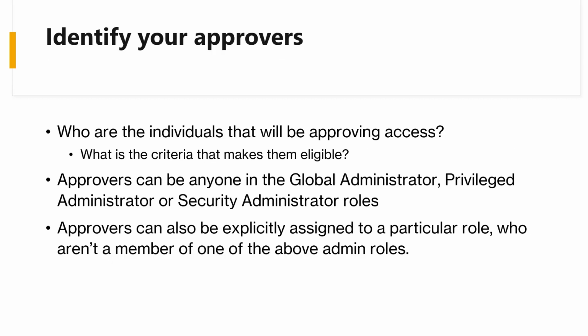You also want to first identify who's going to be approving requests. These are people that arguably have the keys to the kingdom. So they need to be well vetted and trusted, and you need to understand what makes them eligible to approve requests. This is a big responsibility. Those approvers need to be in either the global administrator role, the privileged role administrator role, or the security administrator role. I usually recommend the privileged role administrator role because it's least privilege. I don't have to give them global admin rights, but just keep that in mind.